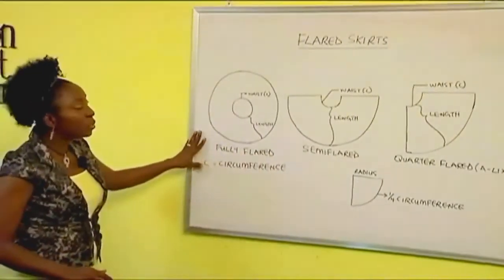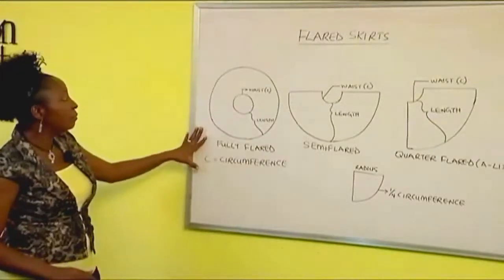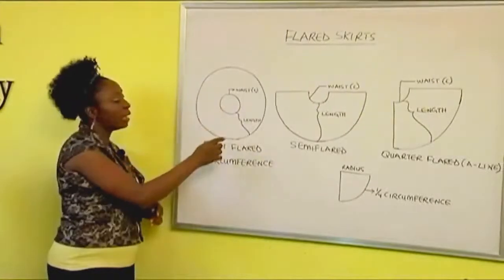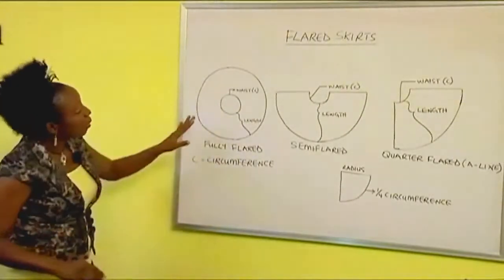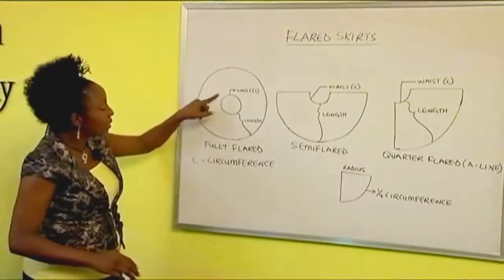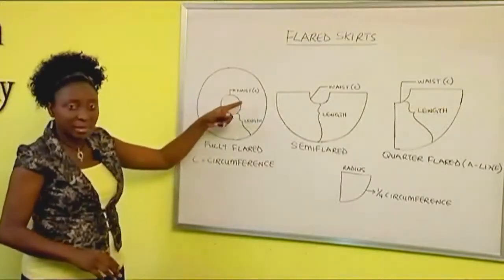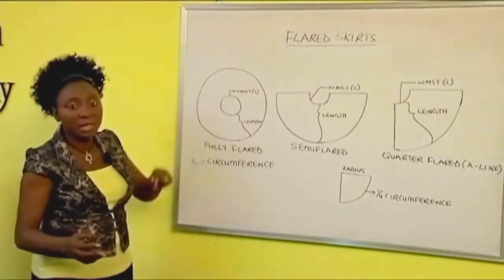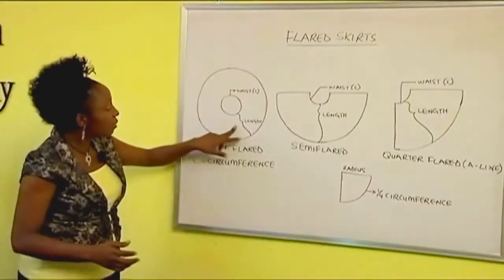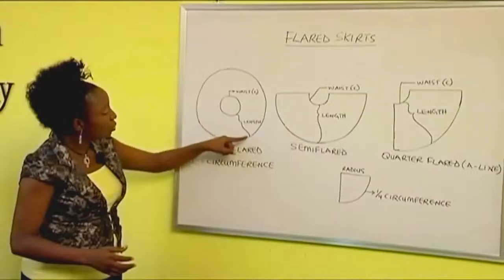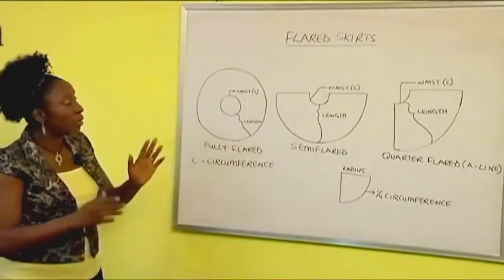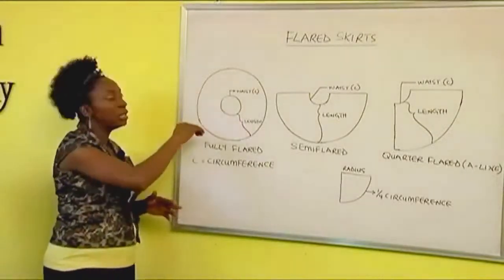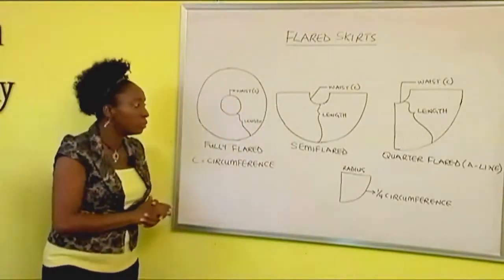Now take a look at the fully flared skirt. As you can see, it's made up of two circles. That means you can see an inner circle and an outer circle. This inner circle represents the waist, which mathematically is called the circumference. That's what the C is for. Then the length is in between the two circles. The fully flared skirt is made up of a full circle with an internal circle.